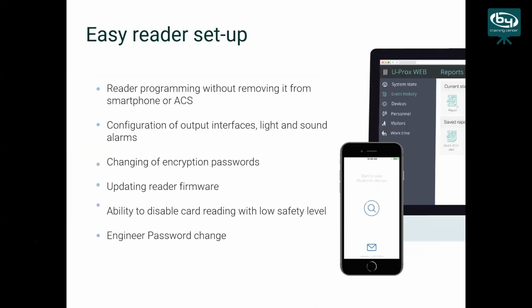Reader setup. As I said, we have the application, as you can see in this photo. We have an app for the phone, which is very simple. We only approach the device and we scan for the Bluetooth. When we finish, we can access with our installer code and we can perform the different programming or update the firmware if we want.